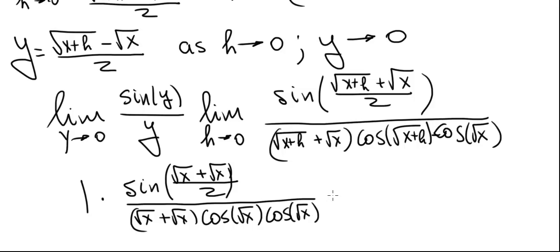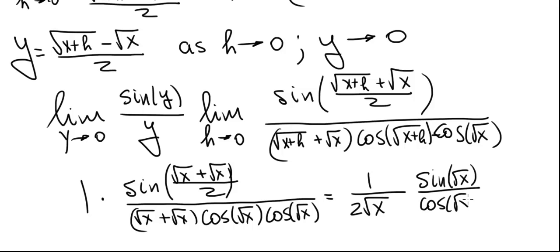And let's write it like this. This is equal to 1 divided by 2 square root of x. And then notice that we have inside the sine 2 square root of x over 2, which is just sine of square root of x. So we'll write it as sine of square root of x over cosine of square root of x, and then times 1 over cosine of square root of x.